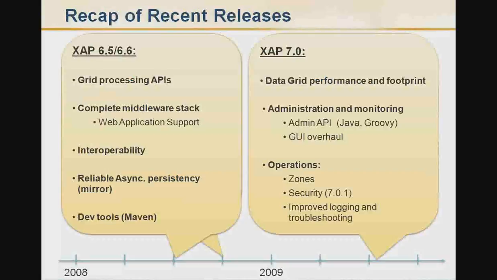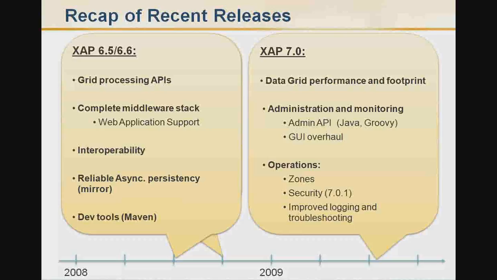A short recap on our previous releases. About 2 years ago, we had released 6.6. I guess the main theme around that release was the completeness of our platform, whether it's API-wise, we call it reprocessing APIs, task execution, code execution over the grid, remoting support, web application support, asynchronous persistency to the database, interoperability with other languages. So I would say that version 6.6 has done some major leap in terms of the platform completeness.